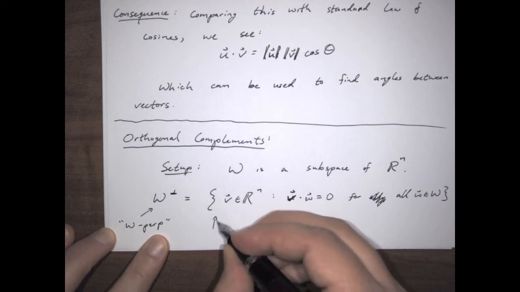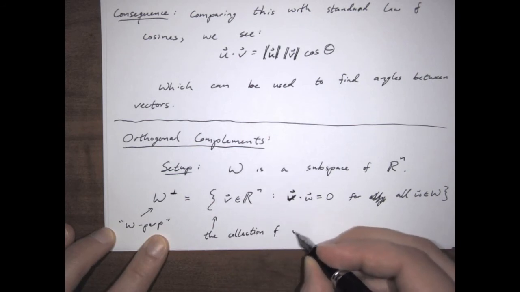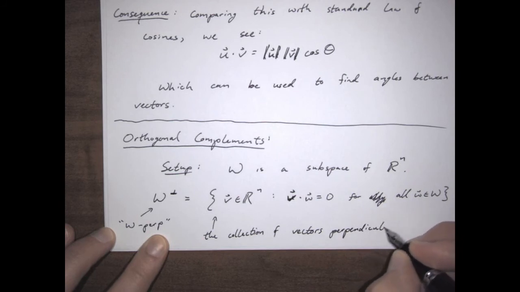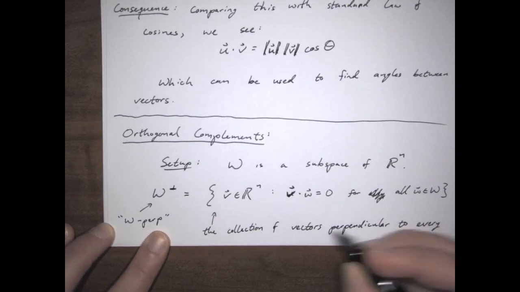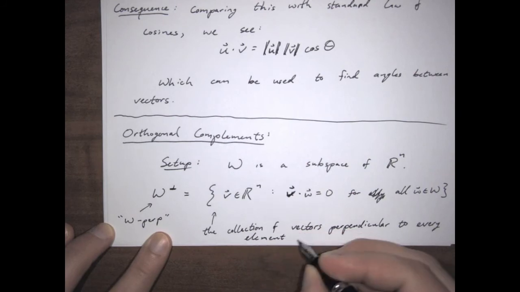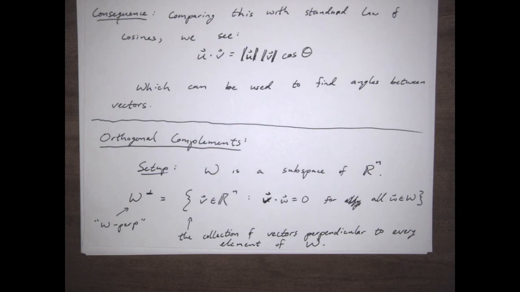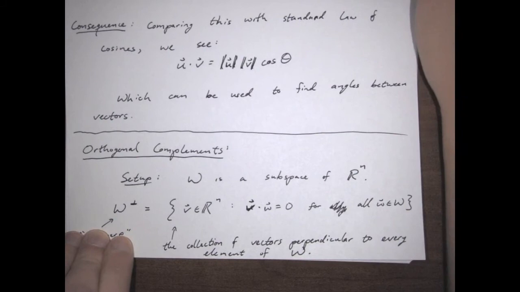So the collection of vectors perpendicular to every element of W. But what, you might be asking yourself, does this have to do with bases and dimension and things along those lines for this particular subspace? Well, I'm glad you asked. So here's a theorem that'll address just that.